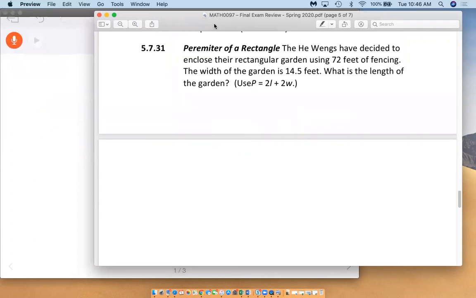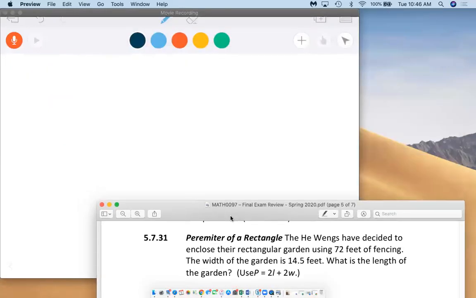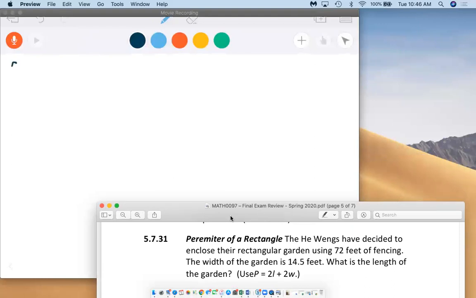All right, last one, perimeter of a rectangle. So we're looking at the same shape, but a different figure. Here we are at 5.7, number 31. It says perimeter of a rectangle. So we already know we're looking at a rectangle. The He Wangs have decided to enclose their rectangular garden using 72 feet of fencing. So what does that tell us? What is 72? What number is that with regards to this garden? The perimeter. Very good, Sarah. That means that our perimeter equals 72. So they have 72 feet of fencing.